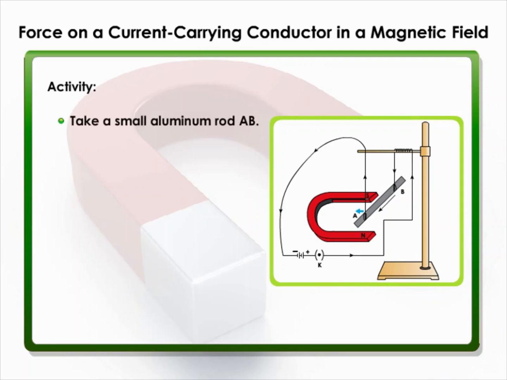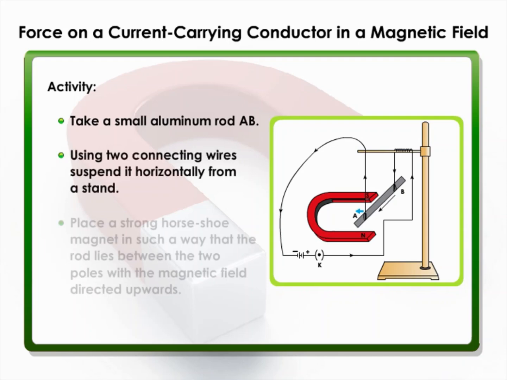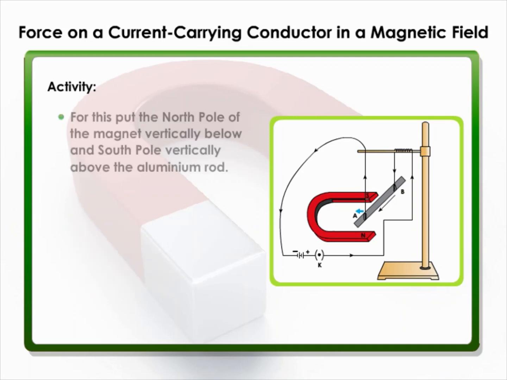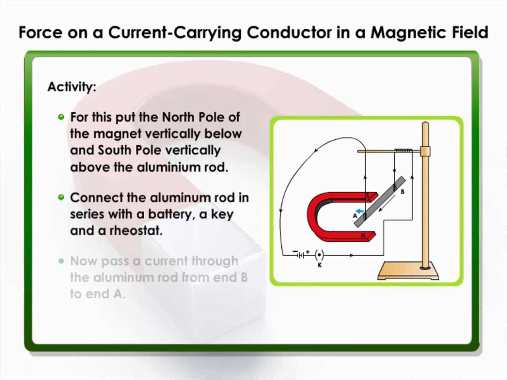Take a small aluminum rod AB of about 5 centimeters. Using 2 connecting wires, suspend it horizontally from a stand. Place a strong horseshoe magnet in such a way that the rod lies between the 2 poles with the magnetic field directed upwards. For this, put the north pole of the magnet vertically below and south pole vertically above the aluminum rod. Connect the aluminum rod in series with a battery, a key, and a rheostat. Now pass a current through the aluminum rod from end B to end A.